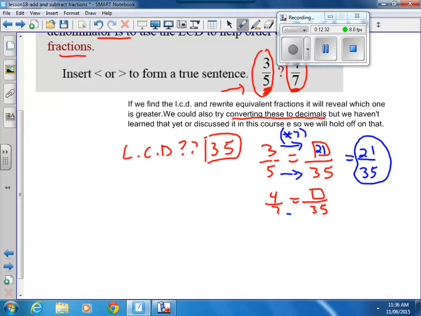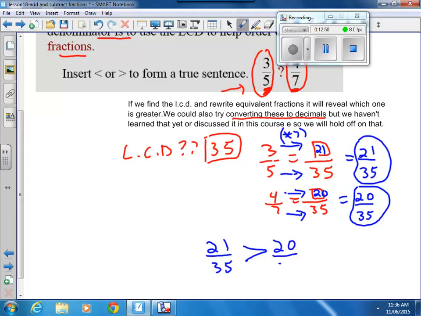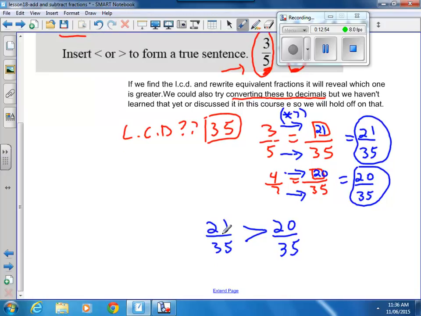Here, how does 7 become 35? Times by 5. So I have to multiply the top by 5 as well to get, well, 4 times 5 would be 20. So I've got 20 out of 35, and look at that, they're very close, but one's bigger than the other. Clearly 21 out of 35 is more than 20 out of 35. And so that tells us then that 3/5 is more than 4/7.